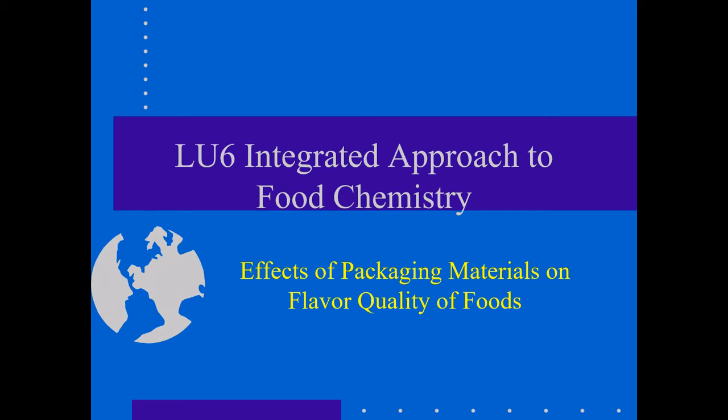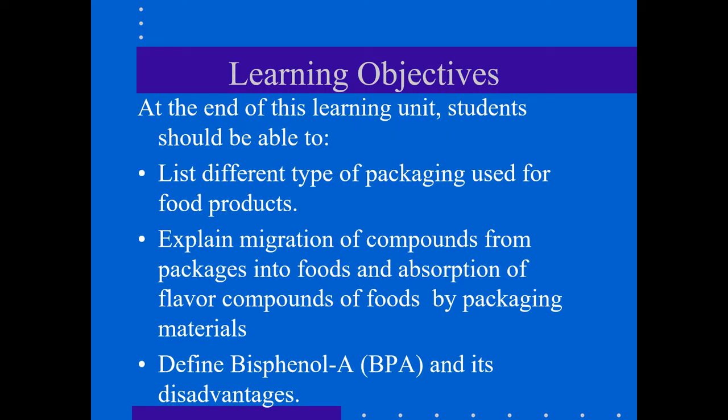So this is the last learning unit for food chemistry, which is integrated approach to food chemistry, specifically packaging. Okay, so we're going to look at the effect of packaging materials on the flavor quality of food. Now, these are the learning objectives that you should be able to accomplish.